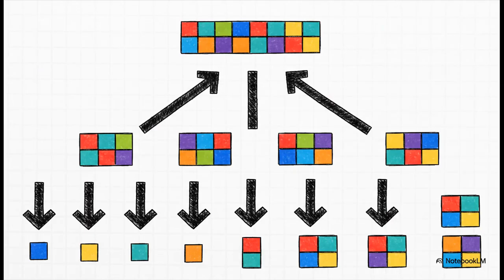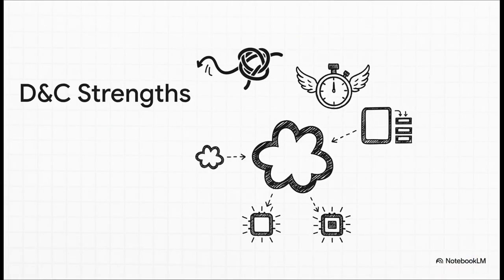Merge sort is the absolute perfect poster child for this. You want to sort a long jumbled list of numbers? You just split it in half, and split those halves in half. You keep going until you've got a bunch of lists with just one number in them, which are already sorted. Then you just start merging them back together in the right order. It's elegant. And this strategy is just incredibly powerful. It makes some ridiculously complex problems manageable.